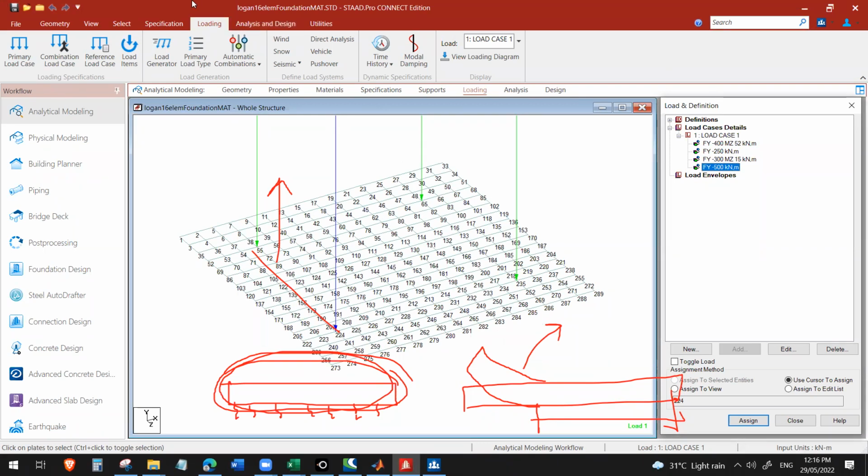So you can assume that you have a structure with 4 supports here. These are the corresponding reactions. Then I added a moment.